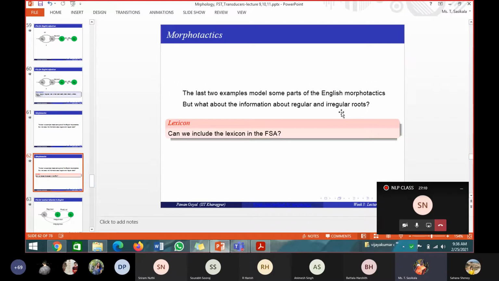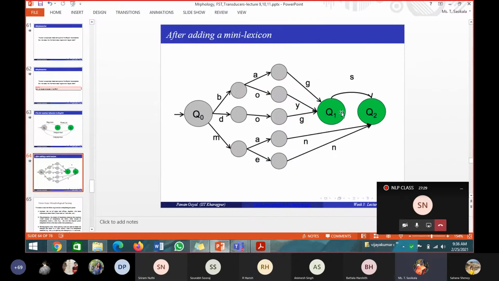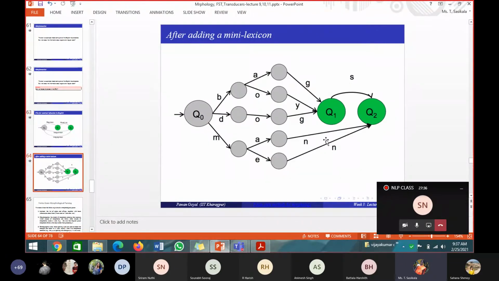This is normally a finite state automaton, a diagrammatic representation to show whether your input is accepted by the given FSA or not. But that is not our real goal. This is a finite state automaton for the English language to identify whether it's a regular noun singular or plural, or an irregular noun singular or plural. That is not our aim. So now we will be adding a lexicon to it. This is a normal finite state automaton. Now I am adding a mini lexicon to it, so the same finite state automaton is changed like this.